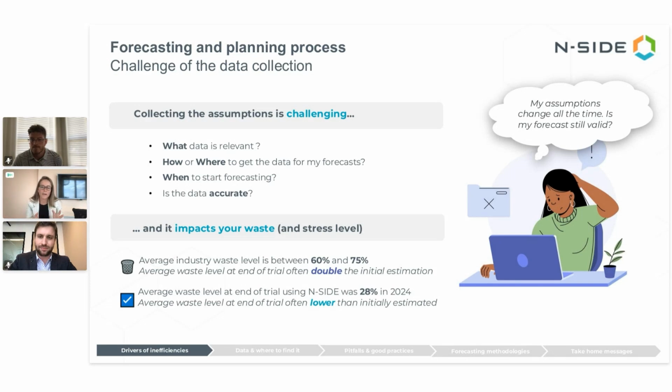But now if we compare these numbers to an option where we would put more focus on data accuracy and robustness, and that's what we did together with pharma partners, we could see that the waste is actually way lower. We can reach an average waste level of 28%, and that's what we found out in 2024 throughout all the different studies we built together with pharma partners. And in that case, it is lower than what was initially estimated, or at least it is stable.